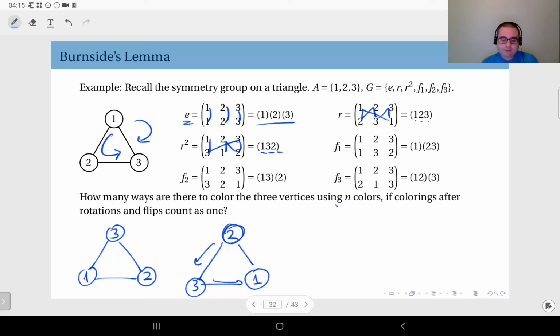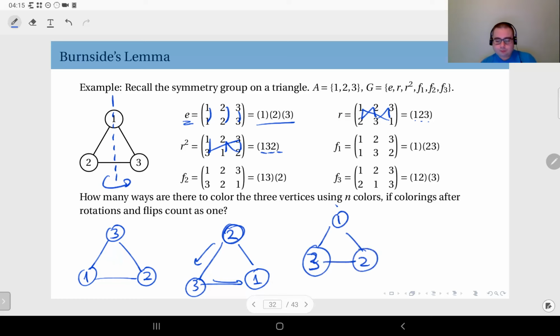And we also have the flips. So a flip across this axis. Let me apply this flip here. 1 stays at its position, and 2 becomes 3, and 3 becomes 2. Okay, so 1 stays at its position, 2 goes to 3, and 3 goes to 2.